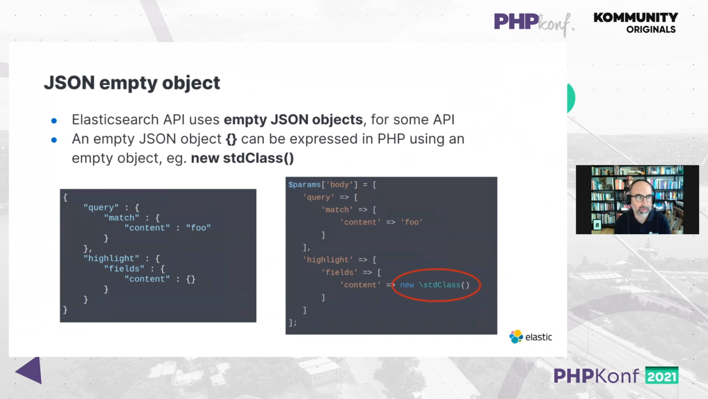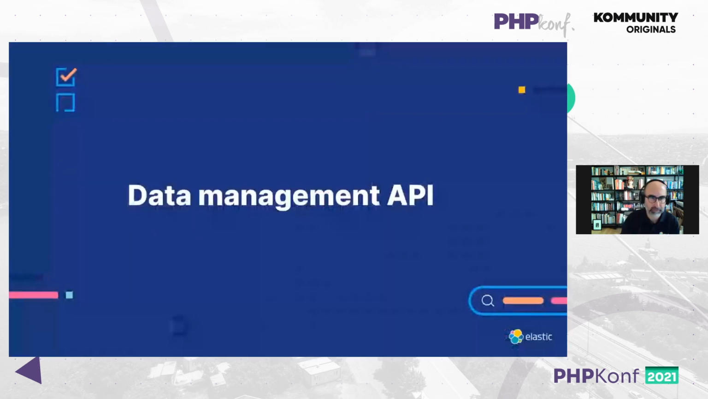There are, of course, other ways to create an empty object. You can even cast an empty array to an object, or other ways to do that. But this is the simplest one: just create an instance of an empty stdClass object.